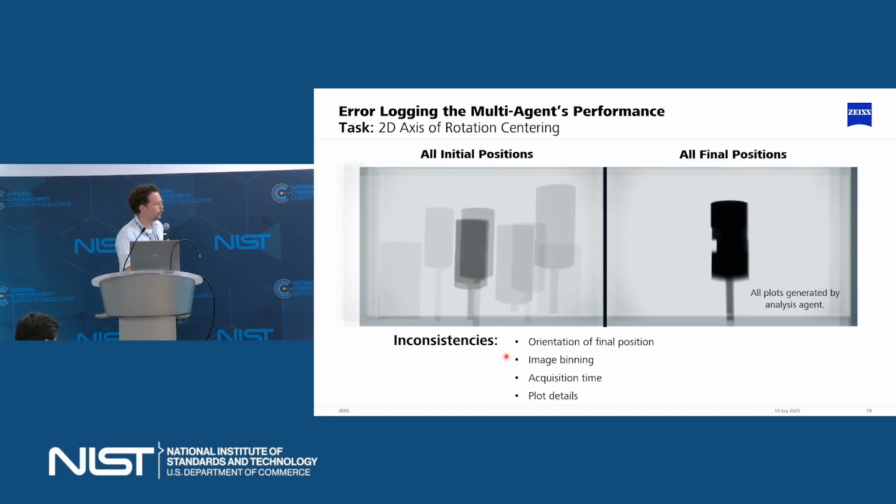Here is a sample of 10 random initial conditions on the left and then 10 final positions on the right. You will notice there are some slight differences in the final position. There were also some things that I didn't tell the multi-agent what to choose. Like I didn't tell it what image binning to use. I didn't tell it what acquisition times to use. So it kind of chose randomly in the final state. So there are some inconsistencies, but it's working at least.